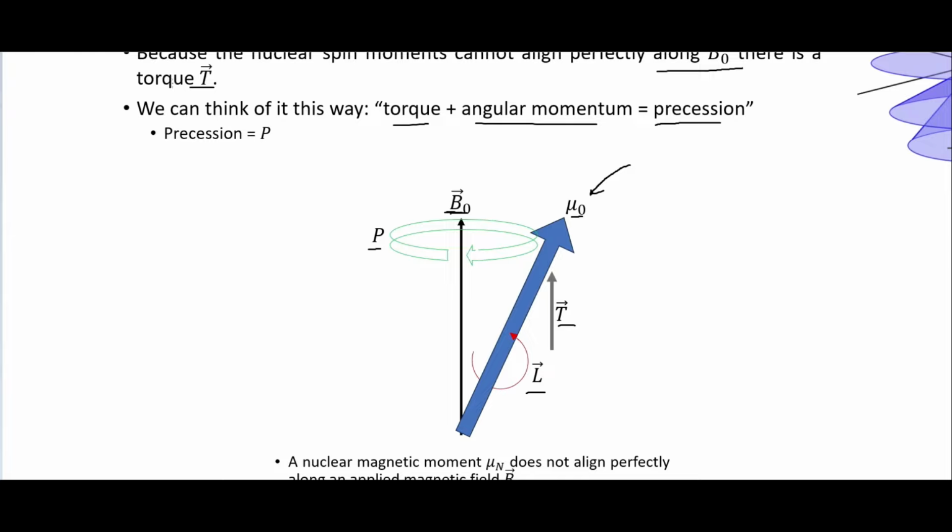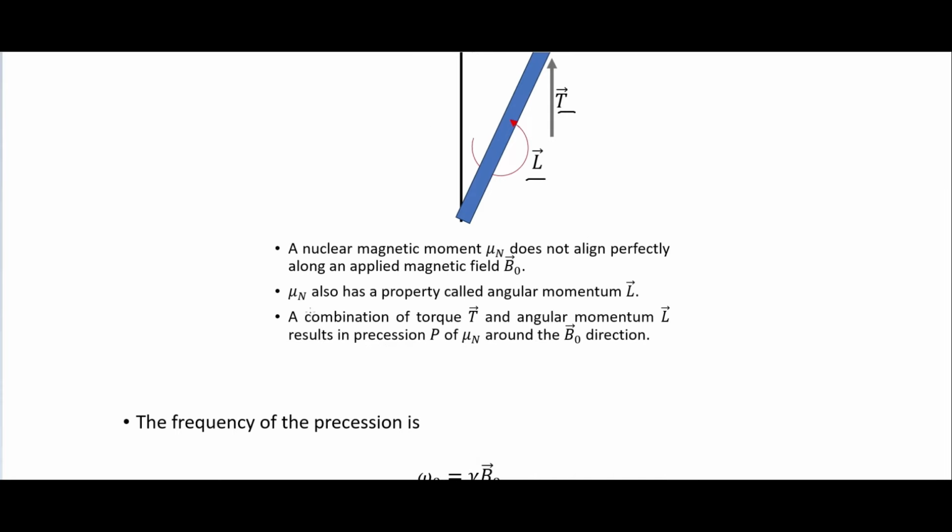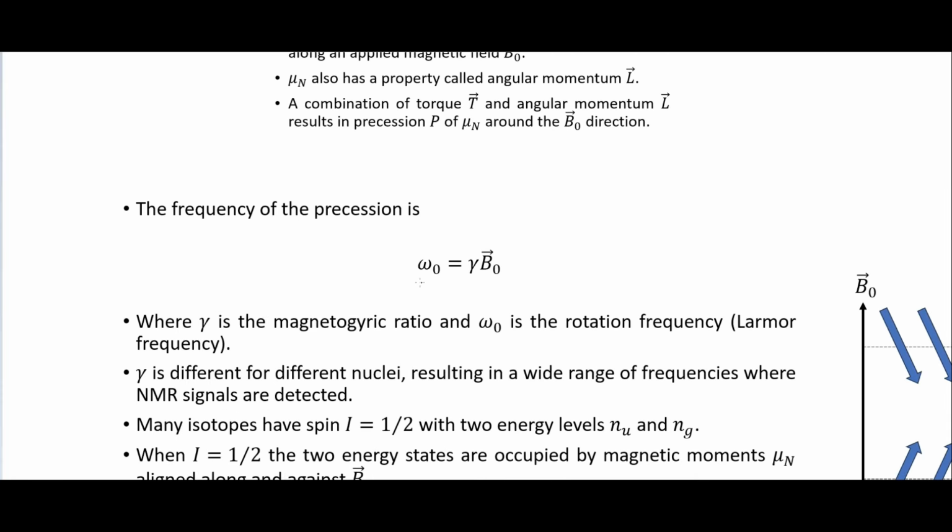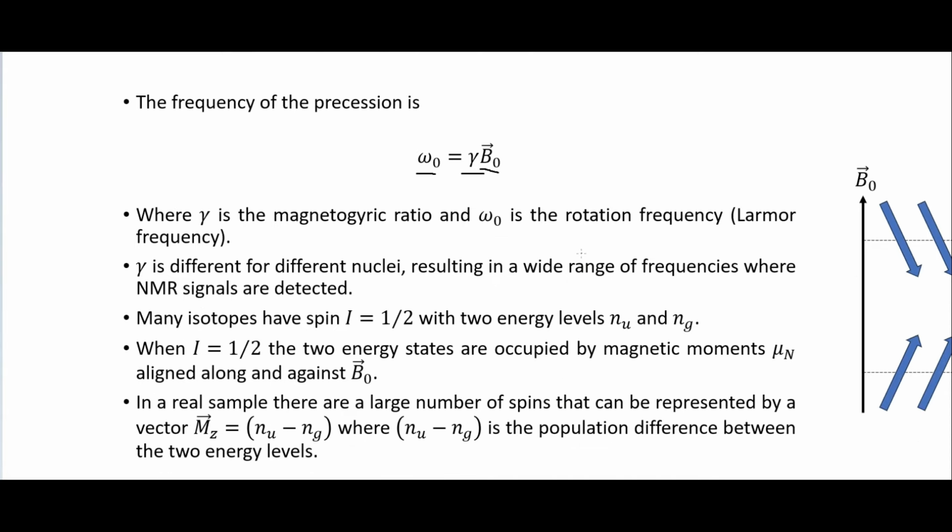And in my quantum mechanics playlist, I've made videos about the Larmor precession if you were interested in that. But for now, just know that we have this magnetic moment. We turn on this magnetic field B sub naught here, and that causes a precession around the magnetic field. So the frequency of this precession is this omega sub naught right here, and it's based on the magnetogyric ratio, which we've already discussed, and the strength of this magnetic field, where this gamma here, our magnetogyric ratio, is going to be different for different nuclei. And so this results in a wide range of frequencies where NMR signals can be detected.